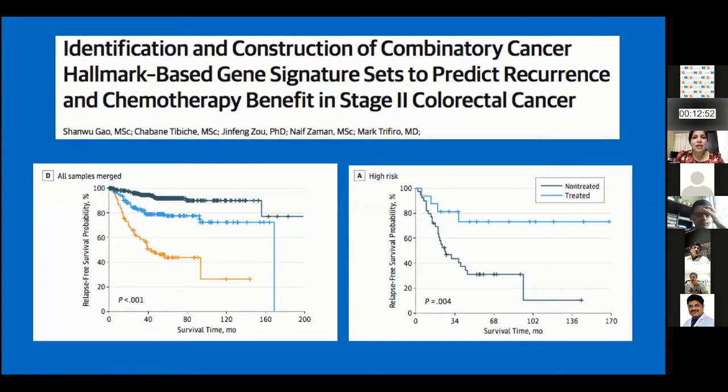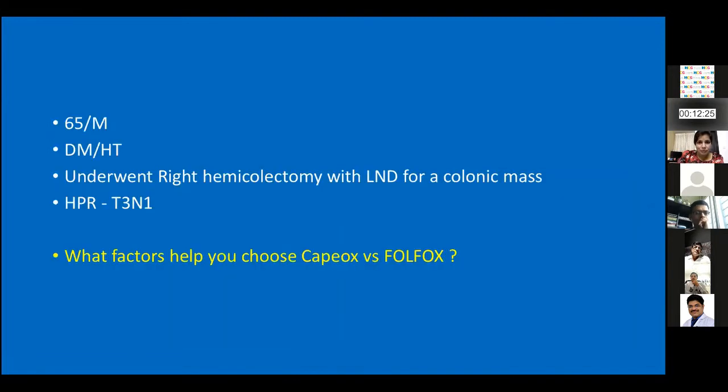One interesting thing I found was a study from Canada, which was only in stage 2 colorectal patients, and they used a 30 gene signature to identify high, intermediate, and low risk. And as you can see in the second graph, their high risk patients really benefited from the use of chemotherapy. But this did not include the MSI status.